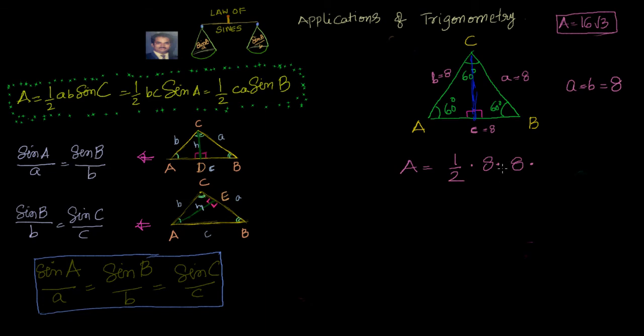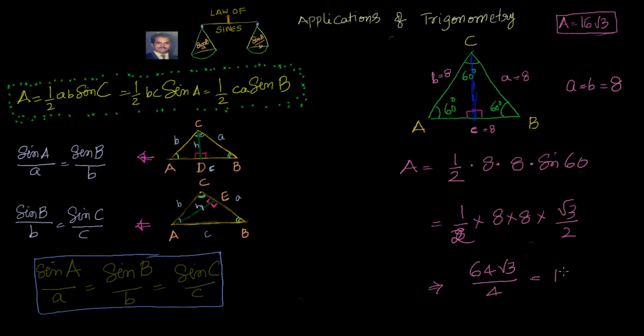Now let us see what this gives us. Half into A is nothing but 8, into B is nothing but 8, and the angle included between the sides of length A and B is 60 degrees. Sine 60, that's nothing but half into 8 into 8 into sine 60 degrees, which is square root of 3 by 2, or radical 3 by 2. This becomes nothing but 64 root 3 by 4, that's nothing but equal to 16 root 3. Right? Now you can see that.